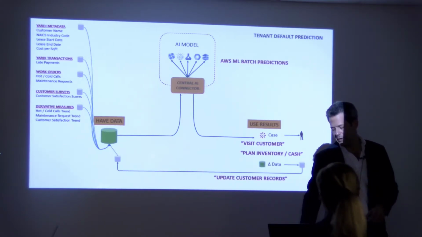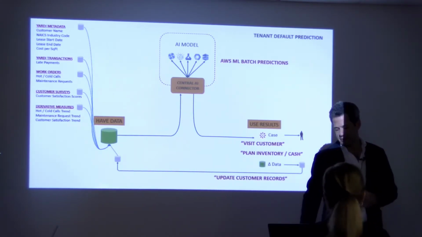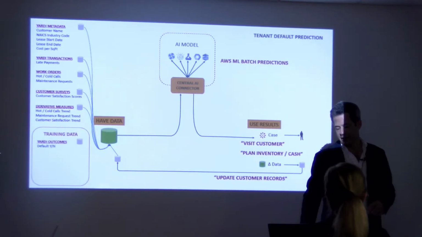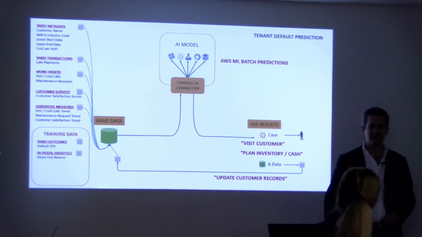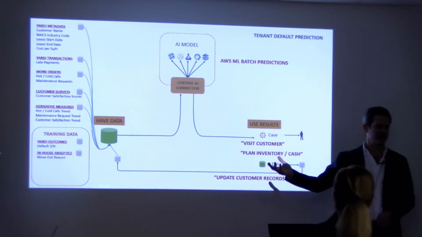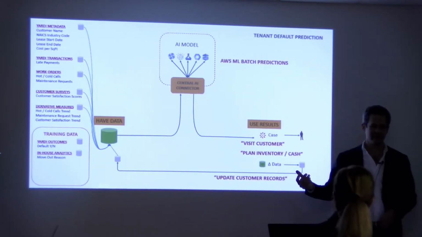And then, oh, by the way, we update the records. I'll show you that in a second. And of course, we need training data, like who defaulted and why, right? If we can't tell the system who defaulted, then it's never going to learn about defaults.